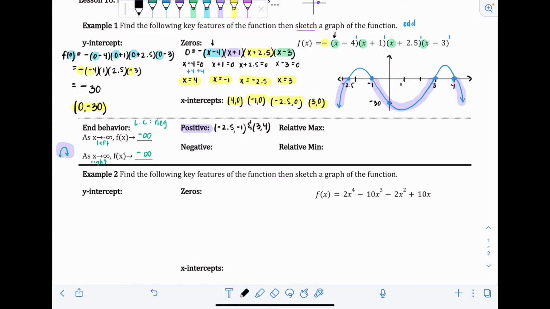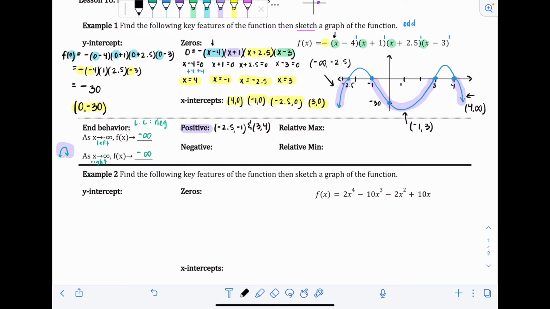So this one is to the left of negative 2.5. The left of something would be negative infinity to negative 2.5, every value to the left of that. And then this middle section is between negative 1 and positive 3. And then this far right section is from 4 all the way to the right, so 4 to infinity. Every possible x value after that is going to stay negative.